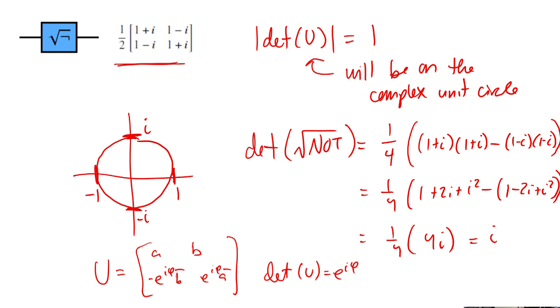You can also think about this if you write down the very general form of a unitary matrix. It looks something like this: a, b, minus e to the i phi b conjugate, e to the i phi a conjugate. And the determinant of this matrix is e to the i phi. Cool. Okay, good.